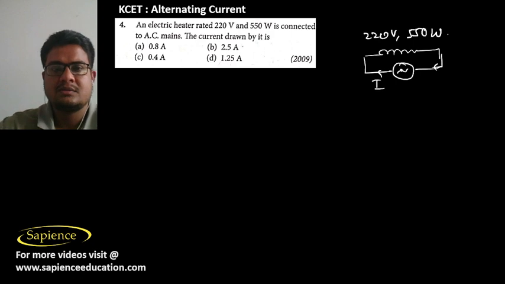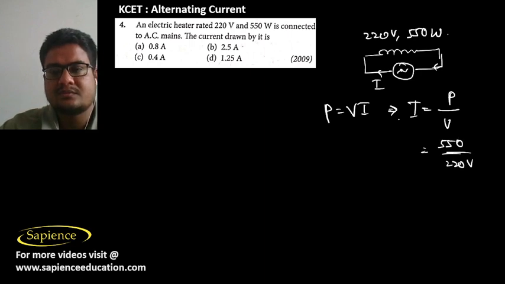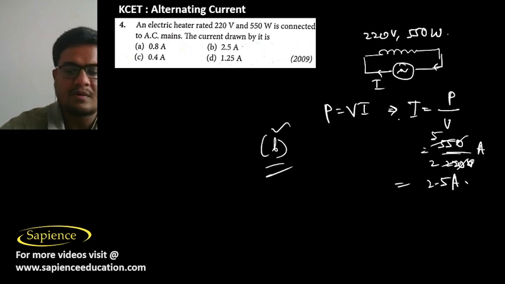You know that power is equal to voltage into current. Therefore, the current will be power divided by the voltage. It is 550 watt divided by 220 volt. So that is equal to 2.5 ampere. Option B is the correct answer.